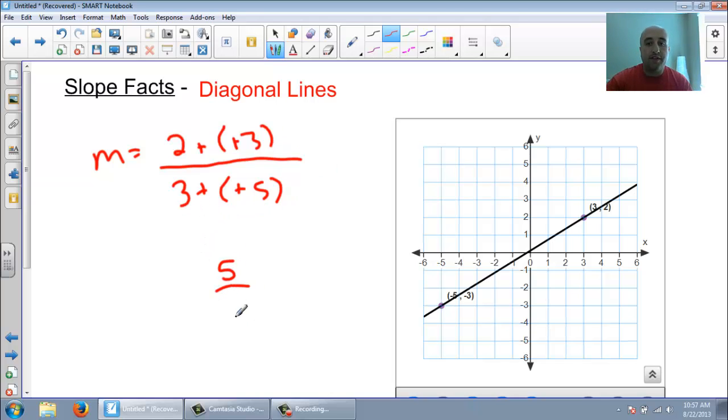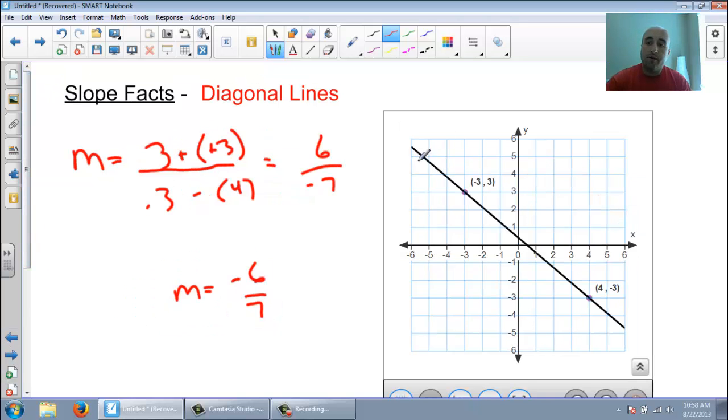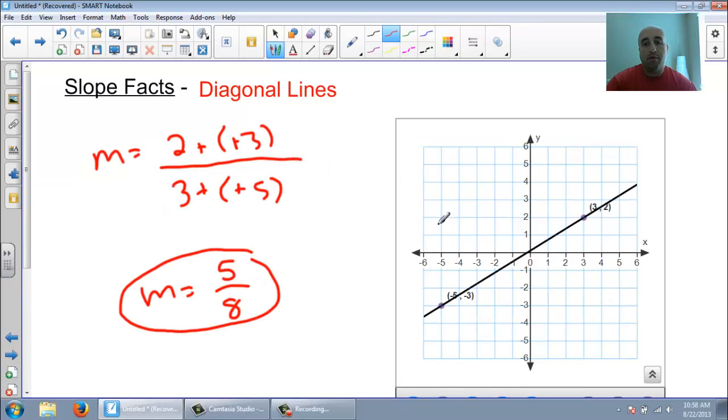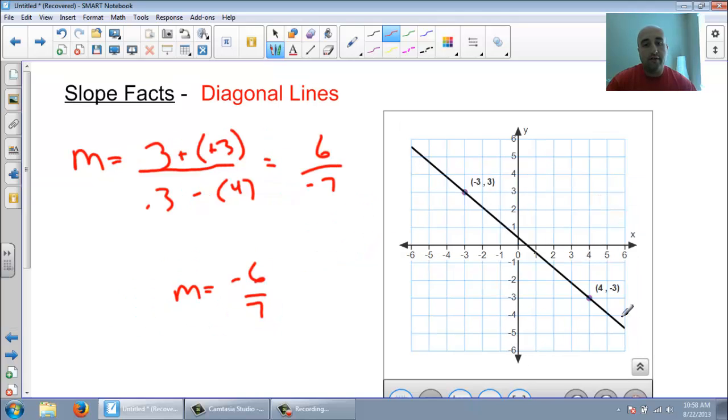So the only difference between the last diagonal, which goes down to the right, and the one that goes up to the right is the sign. If you notice, if the line goes up and to the right, slope is positive. It's always positive. If it goes down and to the right, if you notice, the slope is negative. So slope is always negative if your graph goes down and to the right.